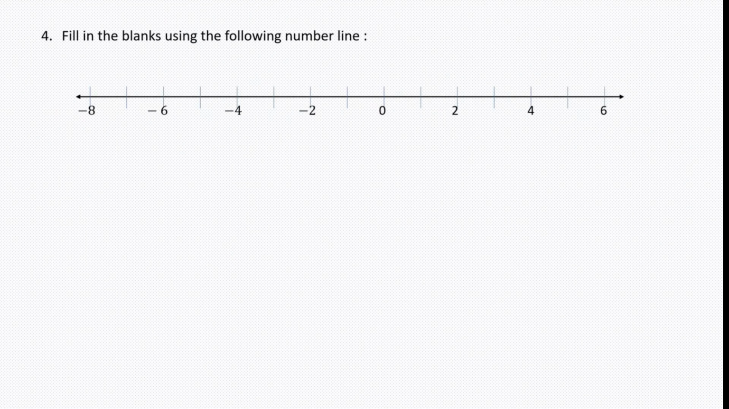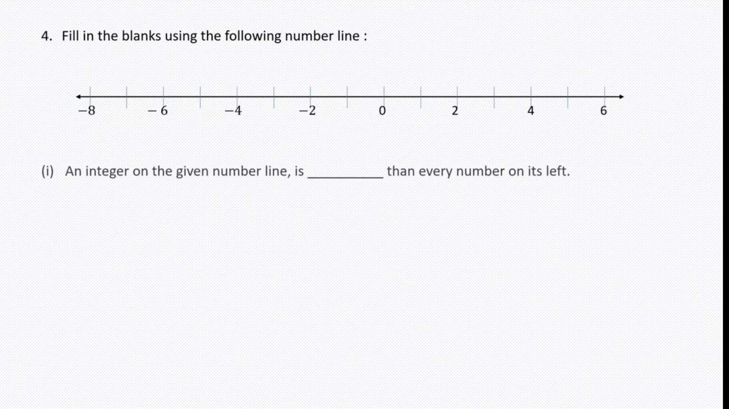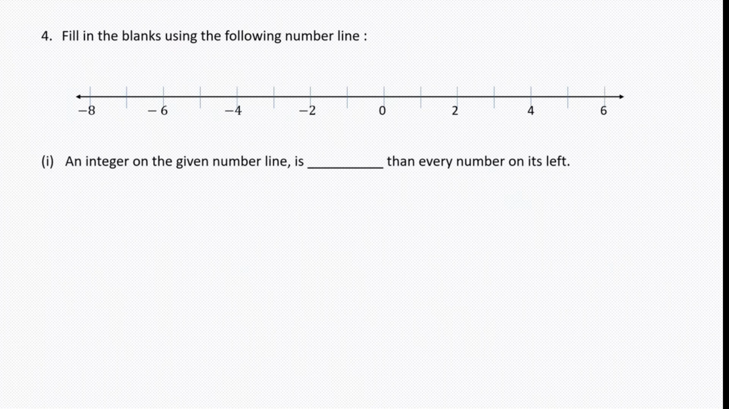Fill in the blanks using the following number line. So a number line has been given to us. Now we're going to fill in the blanks by looking at this number line. First one, an integer on the given number line is dashed than every number on its left. Okay, now let me simply take an example of 2. Suppose I'm taking 2. 2 is dashed than every number on its left.